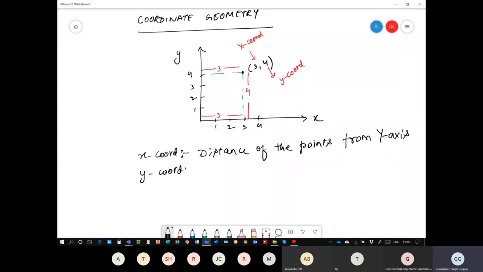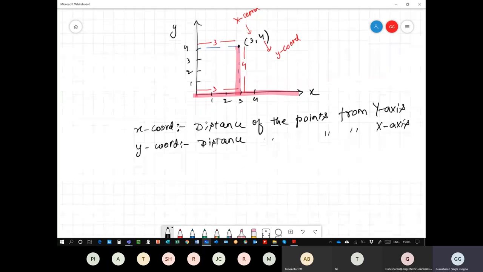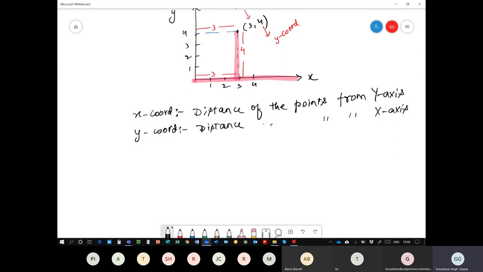Similarly, the y coordinate is 4, and it means it's the distance of the point from the x-axis. Okay, so this is a very important concept. X coordinate means distance of the point from the y-axis, and y coordinate means distance of the point from the x-axis.